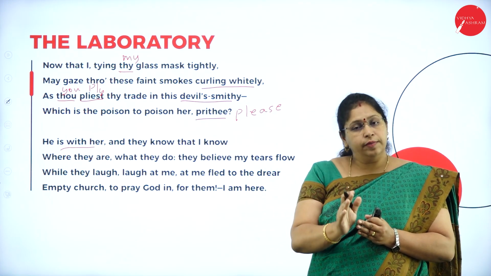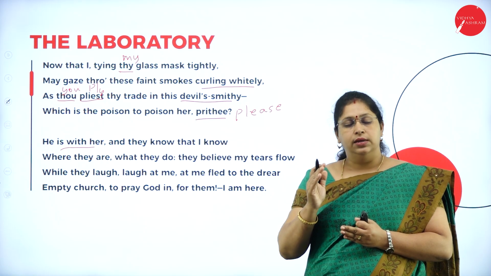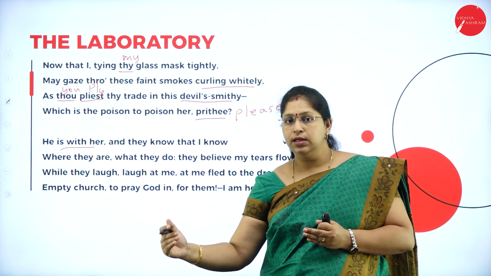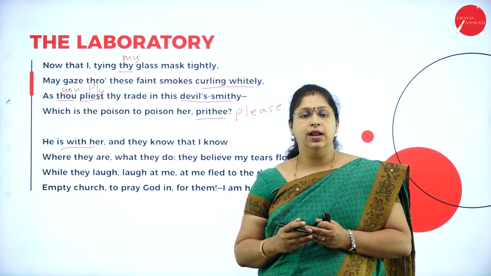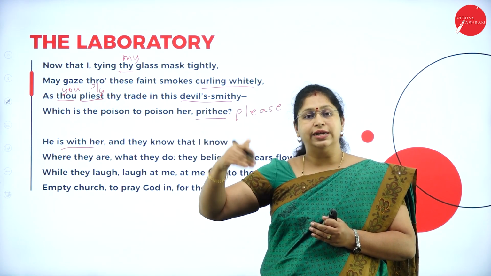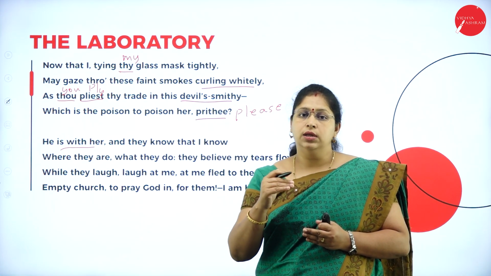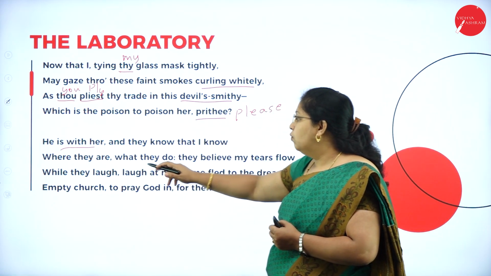Okay. Don't be confused, understand it clearly. This woman is telling that she knows where the couple is, that is her lover and his lover are, and even they both know that she knows about these people. Their whereabouts is known to the speaker here. Okay, so she tells where they are, what they do.